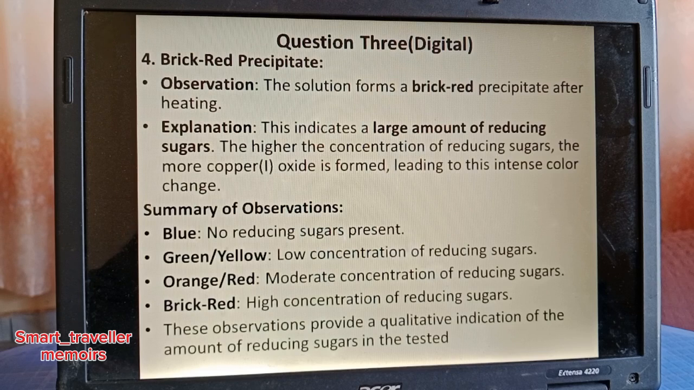Summary of the observations. Blue: no reducing sugars present. Green or yellow: low concentration of reducing sugars. Orange or red: moderate concentration of reducing sugars. Brick red: high concentration of reducing sugars. These observations provide a qualitative indication of the amount of reducing sugars in the tested sample.